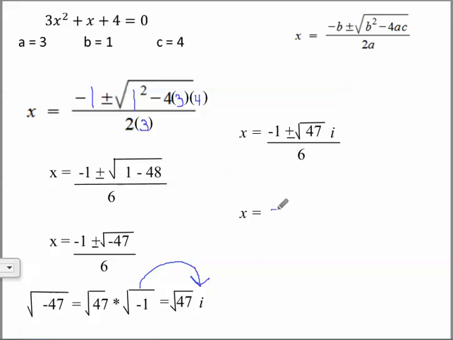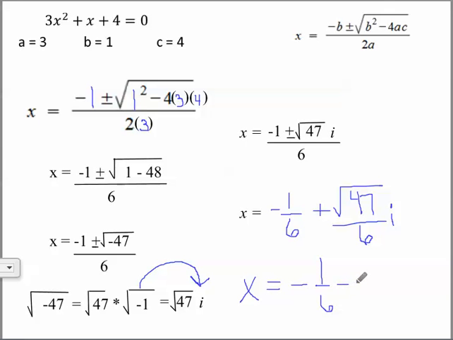Okay, so we're going to have negative 1 divided by 6 plus square root of 47 divided by 6, and then we put the i right here on the outside to show multiplication, times i. And now we're going to do the same thing but with minus. Then we're going to say x equals negative 1 over 6 minus the square root of 47 divided by 6 times i. And so here are our final two solutions.